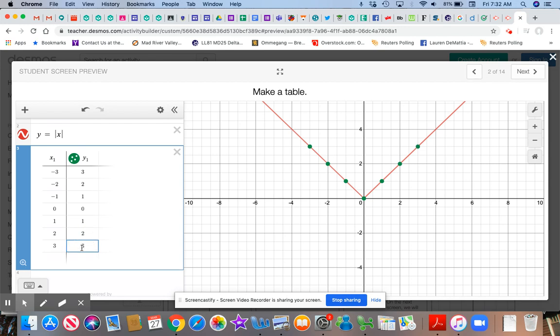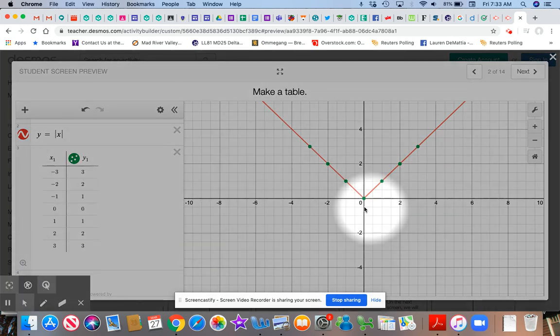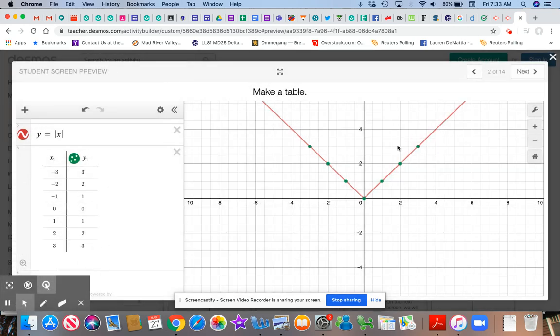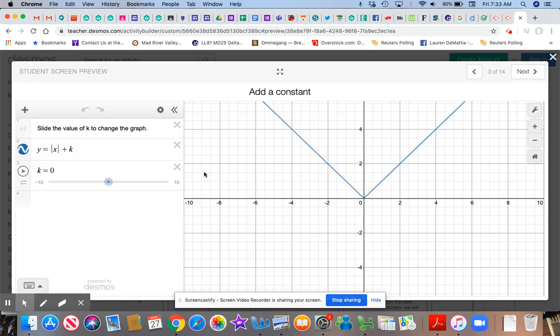So there we have it, and this is called the parent function. If you notice, it looks like a V, and it starts right on the origin. That's called the vertex, where the graph turns, and then it makes a V. Again, that's called the parent function. So that's how you make the table, and that's how you graph the parent function of y equals the absolute value of x. All right, now we're going to go to the next one.